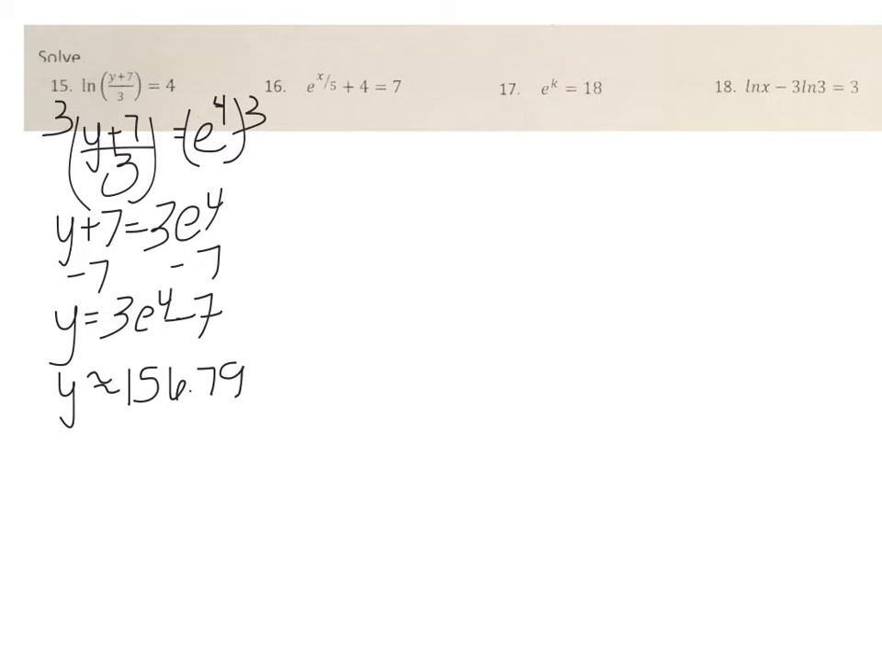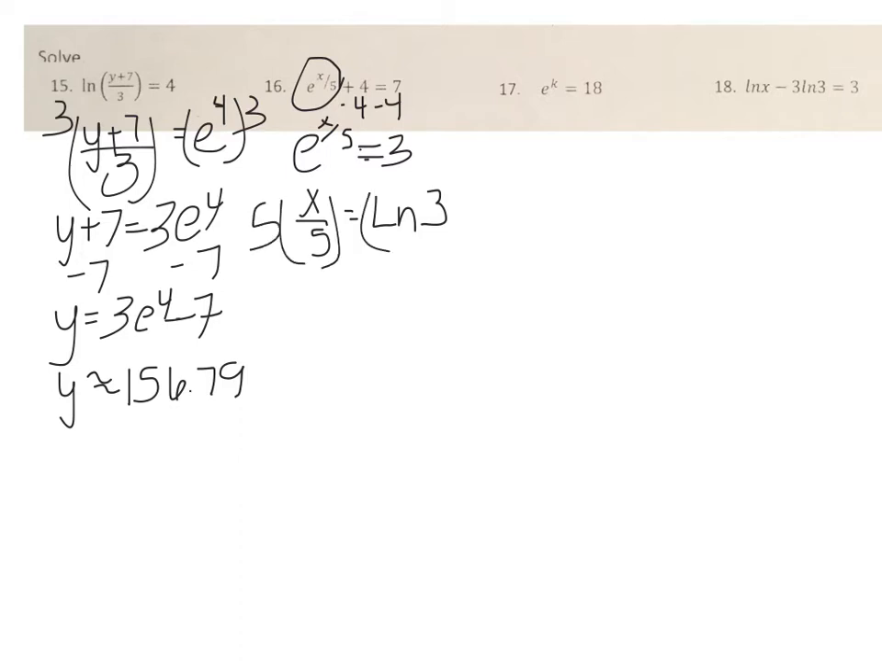Number 16, I have e to the x over 5 plus 4. I need to get the e by itself, so I'm going to subtract 4. So e to the x over 5 equals 3. Rewrite it. X over 5 equals the natural log of 3, using the same skill we used in the first set of the problems from this worksheet. You could also natural log both sides and end up with the same answer, times by 5. And it's x equals 5 natural log of 3. You can't multiply that 5 to the 3 because the 3 is inside the log. So you're not allowed to distribute or multiply inside there.